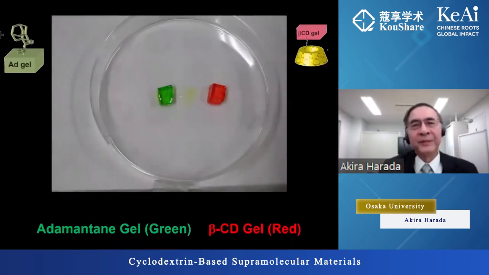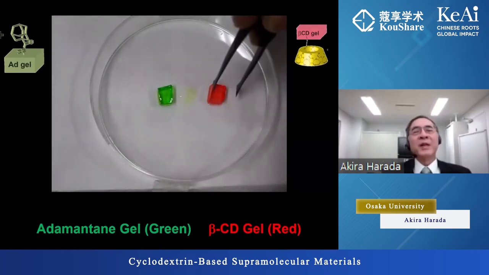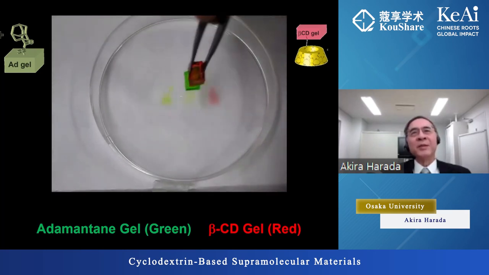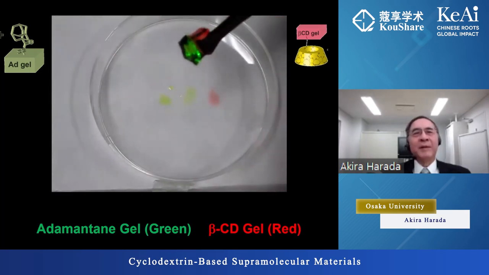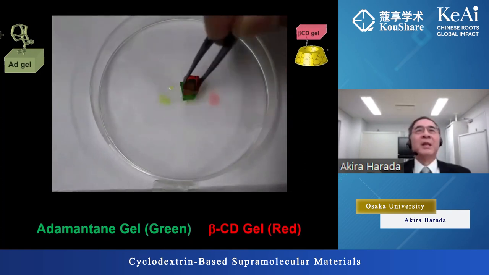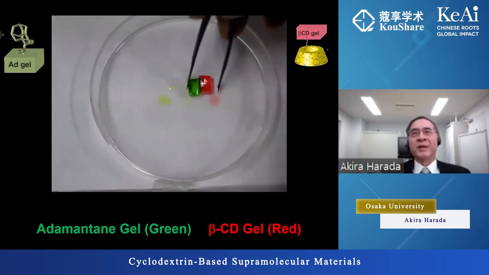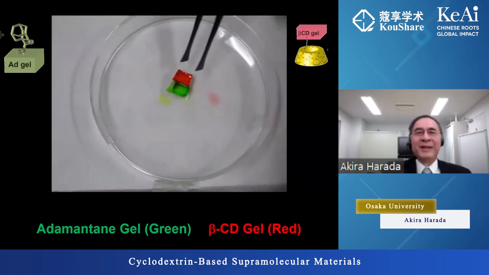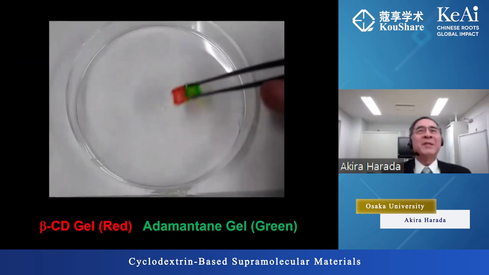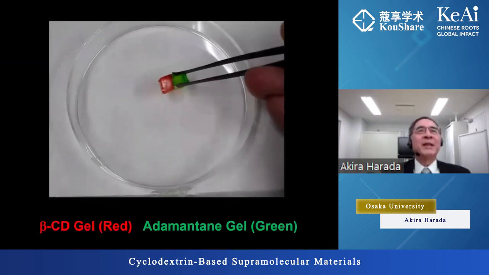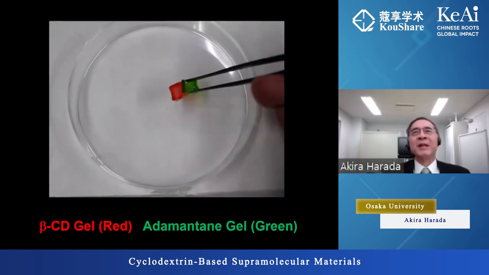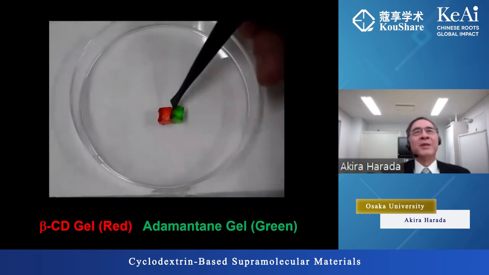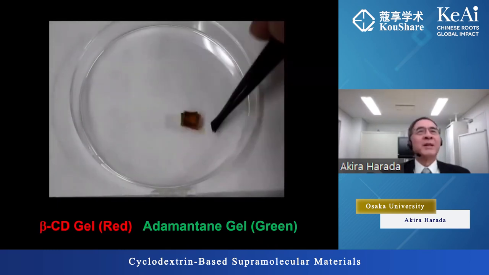In this case, both gels are stained with colored water-soluble dyes. When the beta cyclodextrin host gel was brought in contact with a piece of adamantane gel, the host gel adhered firmly to the guest gel, as shown in the slide. The interaction between the beta cyclodextrin gel and the adamantane gel is so strong that it was difficult to separate them from the gel assembly using tweezers.